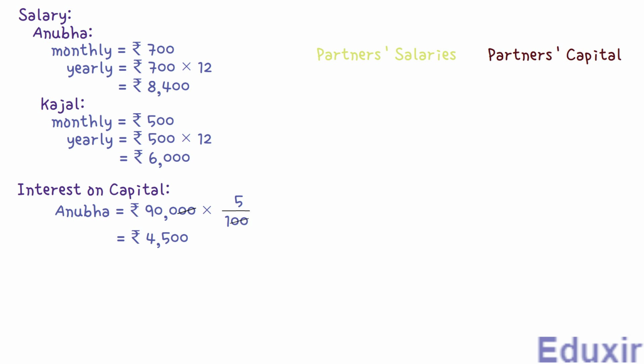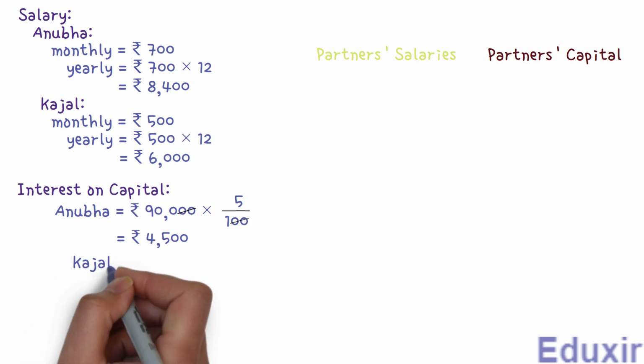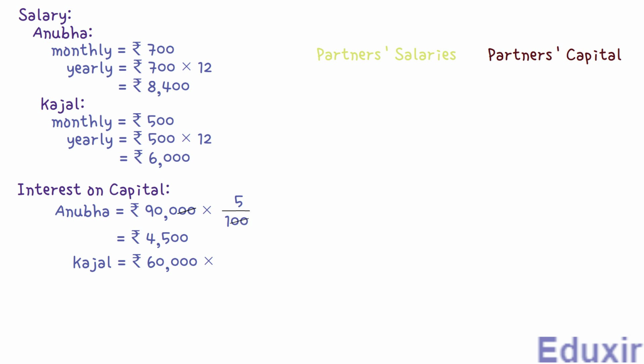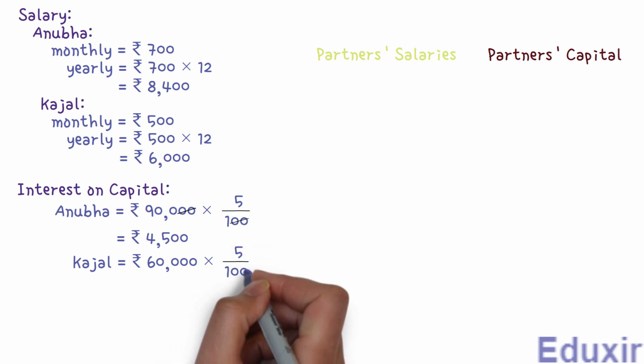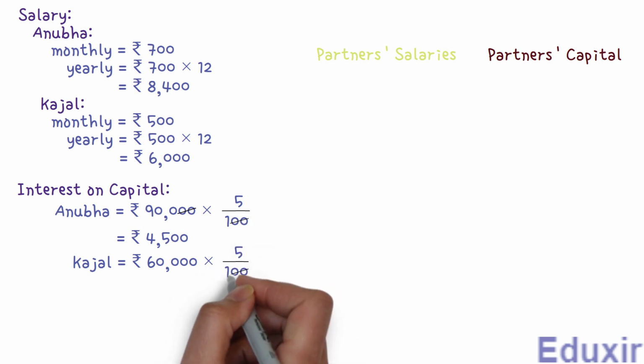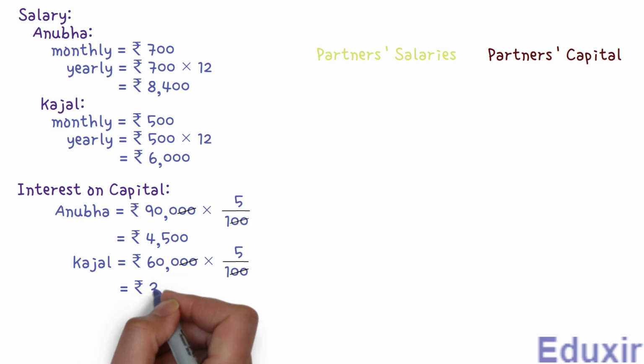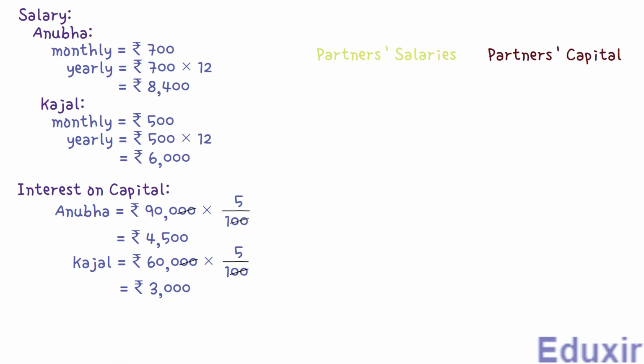Now the interest on the capital for the partner Kajal will be her capital amount of 60,000 rupees multiplied with the rate of interest on capital, which is 5 upon 100. Let's cancel 2 zeros in 100 for the 2 zeros in 60,000. If we multiply the remaining 600 with 5, we get 3,000 rupees. This is the interest on partner Kajal's capital.